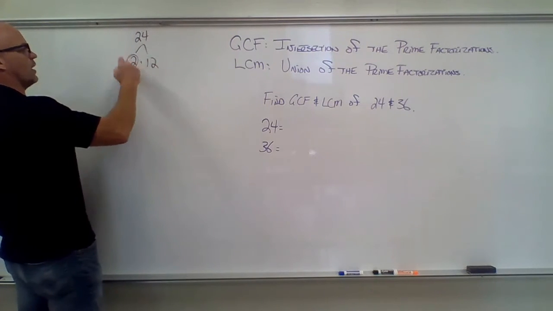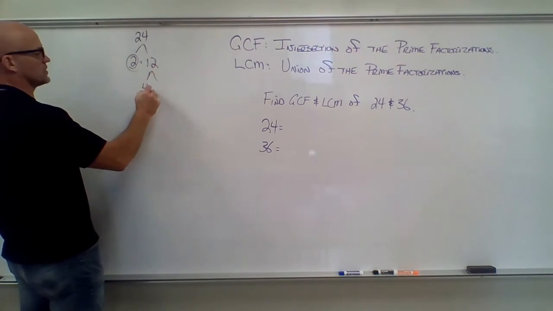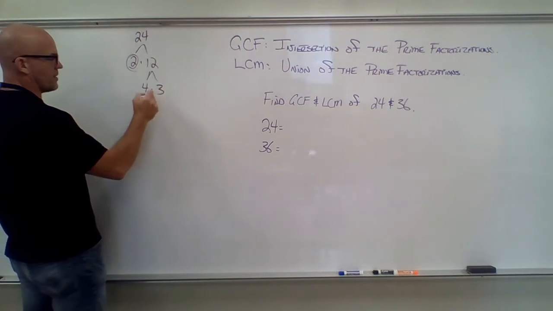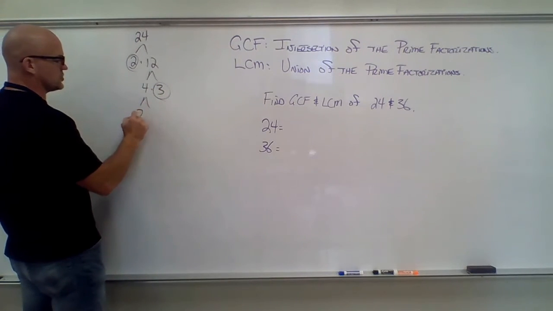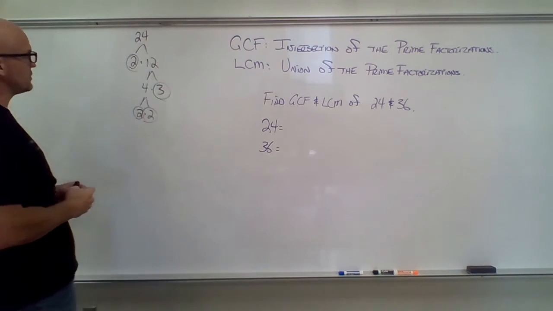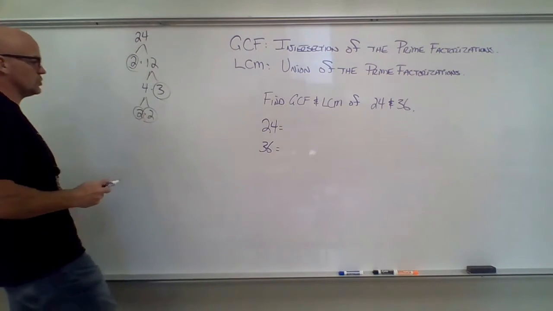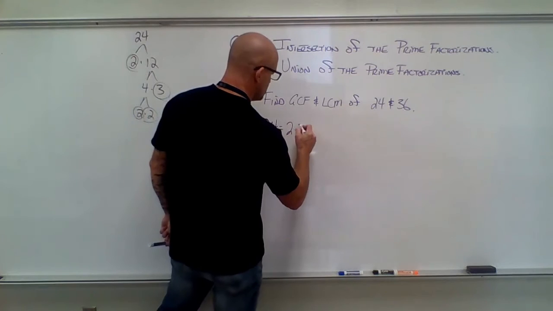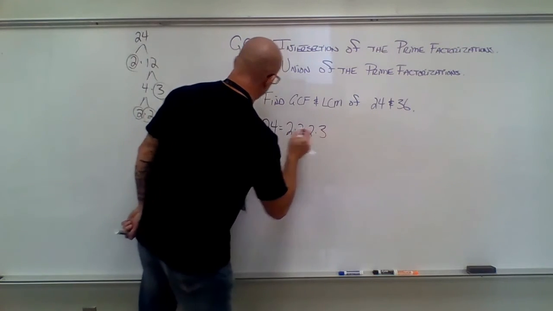2 is prime, 12 is not. 12 breaks down into 4 times 3. 4 is not prime, 3 is. 4 breaks down into 2 times 2. They are both prime. My prime factorization of 24 appears to be 2, 2, 2, and 3. 2 times 2 times 2 times 3.